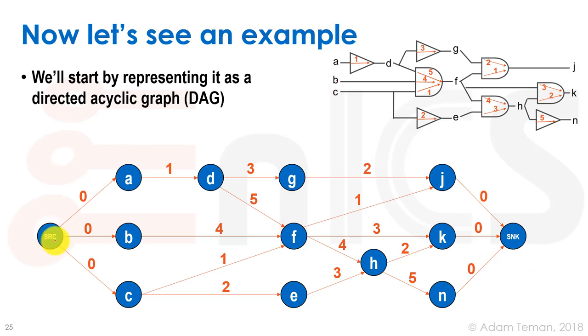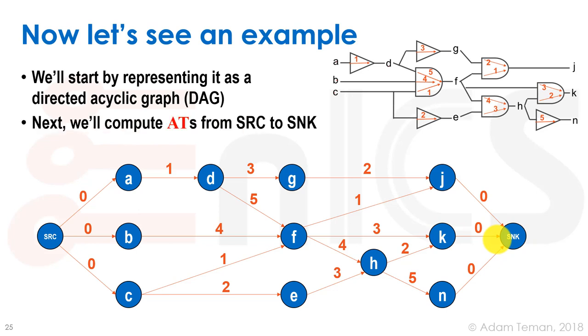The other thing we had to do, we made one node that's called the source, and we connected it with a zero delay path to all of the primary inputs, and we have one node that's the sink, and we connected it with a zero delay path to all the primary outputs. Now what we're going to do is compute all the ATs from the source to the sink. So we're going to make a little table here, and the first column of the table is going to be the AT. So this guy's the AT, later on this guy's going to be the RAT, and finally this guy will be the slack. So obviously, as our end condition, the AT at the source is 0.